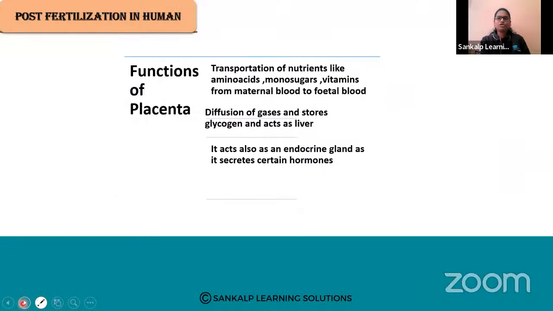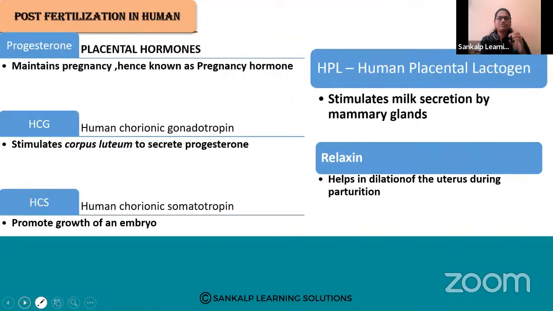So, the functions of the placenta. Post fertilization, hormones are released by the placenta. Progesterone hormone is secreted. HCG, human chorionic gonadotropin, stimulates the corpus luteum to secrete progesterone. HCS promotes growth of the embryo. HPL, human placental lactogen, is for milk secretion. Relaxin helps in dilation of the uterus during parturition. So most of you voted for relaxin, but relaxin is released by the placenta, guys.